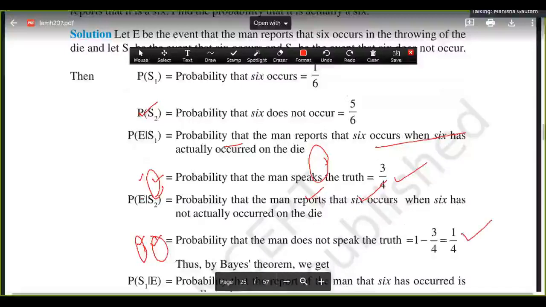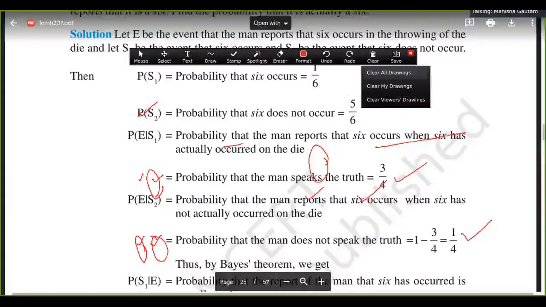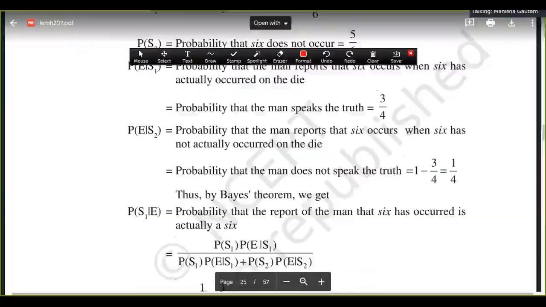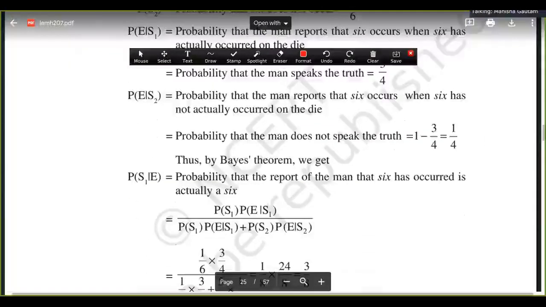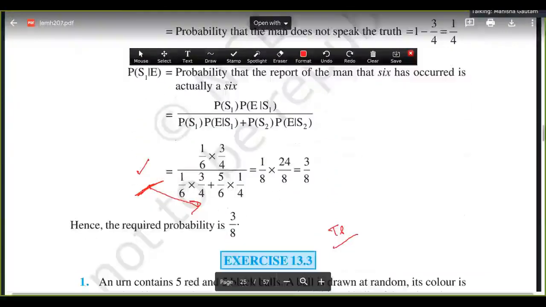1 by 4. Now, 6 comes and he tells 6 comes. He reported the same as it comes. This is the probability you have to calculate: the probability of S1 given that E has already happened. The probability which you have to calculate will come in the numerator and the total probability will be in the denominator. Put the values and you will get the answer.